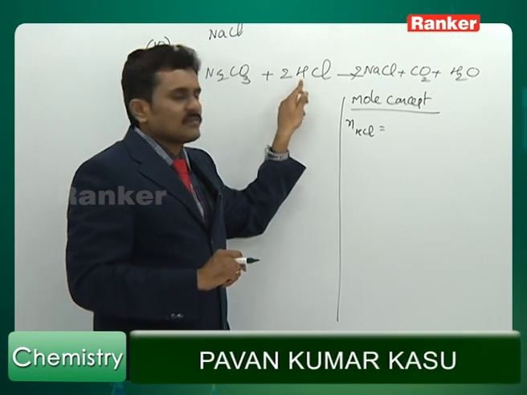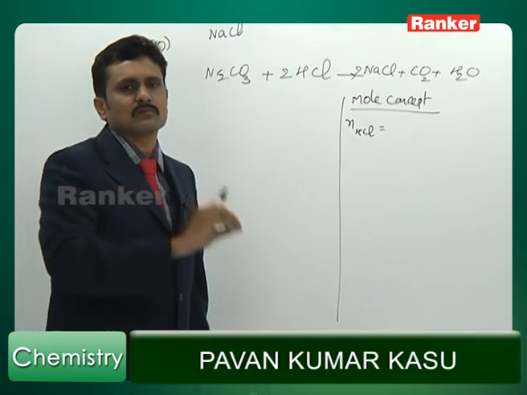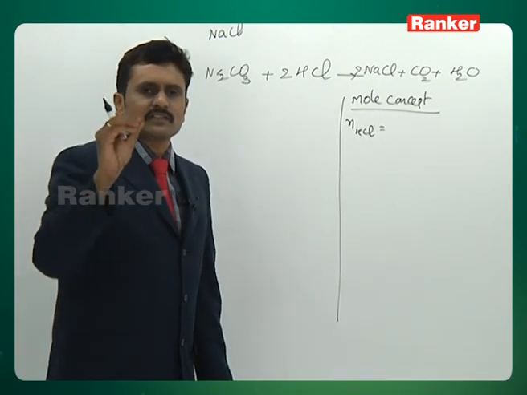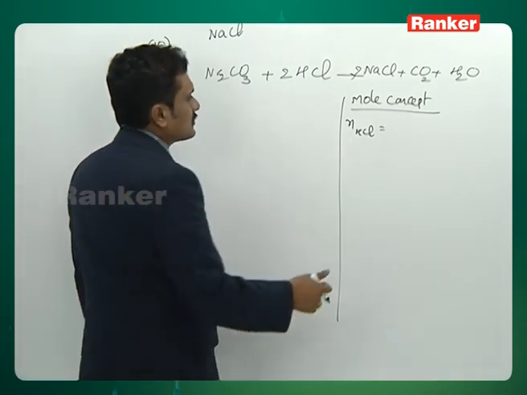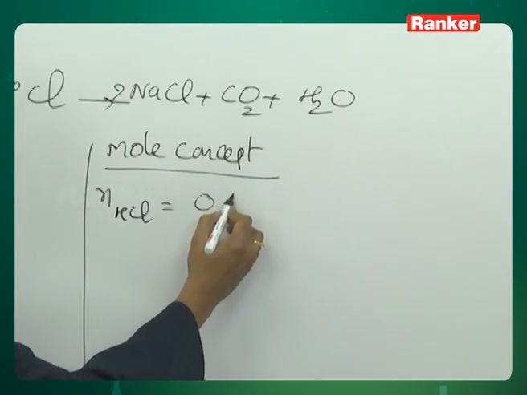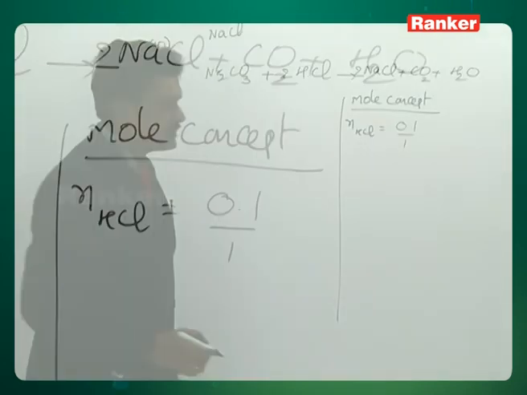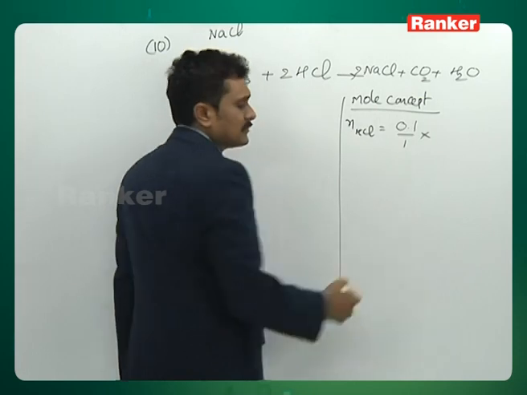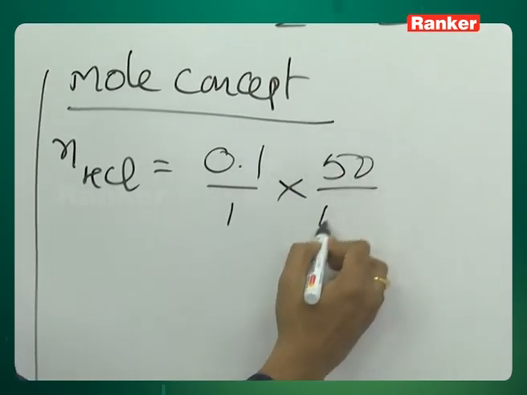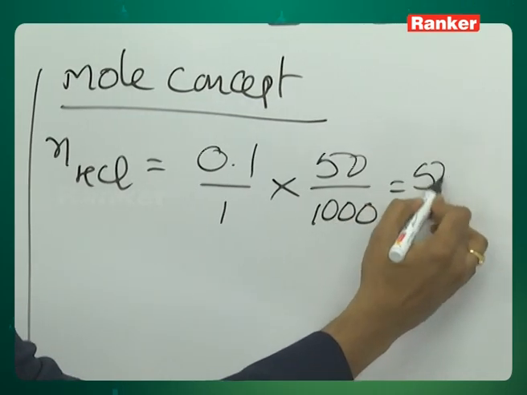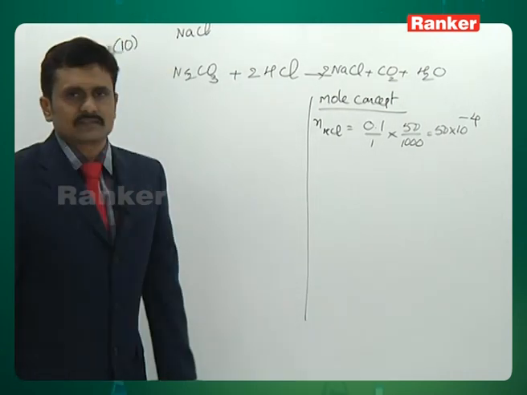Now when I divide the gram equivalents by the n factor, I am going to get gram moles. When I divide the normality by the n factor, I am going to get the molarity. Since the normality is given as 0.1, divided by n factor, it is going to give you molarity, and when I multiply the molarity of the solution with its volume in liters, I am going to get the gram moles of HCl, that is 50 into 10 to the power minus 4 gram moles of HCl.